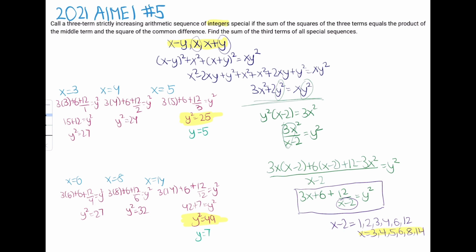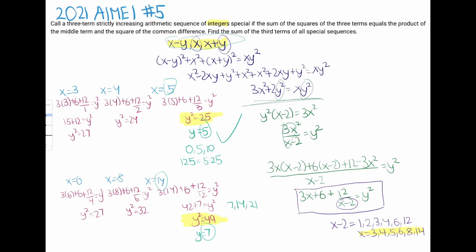Okay, so I wrote out all of the values of x, and only two of them, x equals 5 and x equals 14, result in y being an integer. Let's test this out to see if it really works. So the three terms are going to be 0, 5, and 10. 25 plus 100 is 125, which is equal to the middle term times the common difference squared. So we know that 5 is going to be one of the options. Next one, the ordered pair is 14 and 7. So 7, 14, 21, that's our possible sequence.